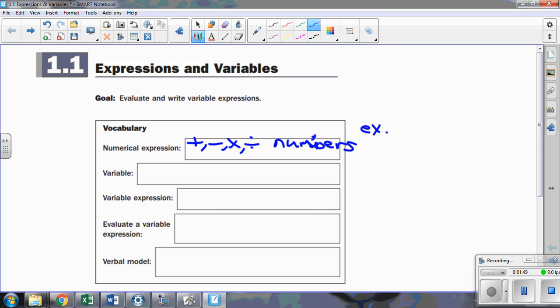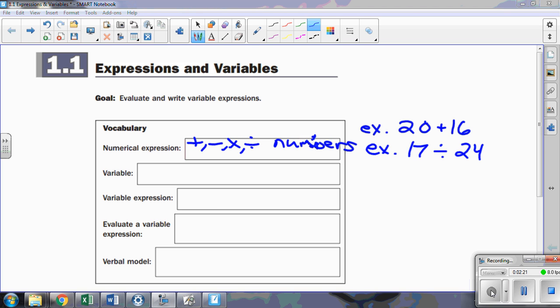Jackson, give me some numbers and tell me to do something with numbers. What have you got? Okay, so you told me 20 added with 16. That's a variable expression. I'm sorry, a numerical expression. We're just combining numbers by adding, subtracting, multiplying, or dividing. That's all. Brianna, will you give me another pair? 17 divided by 24. Absolutely. That's a variable. Oh man, I keep saying that. That is a numerical expression.